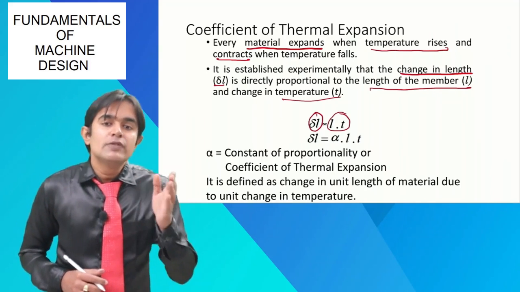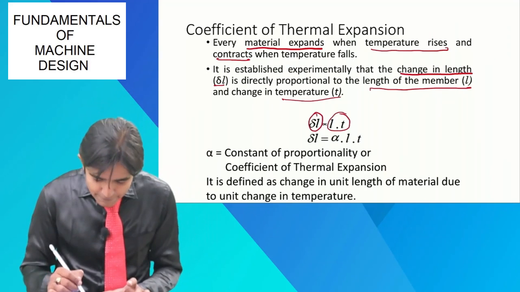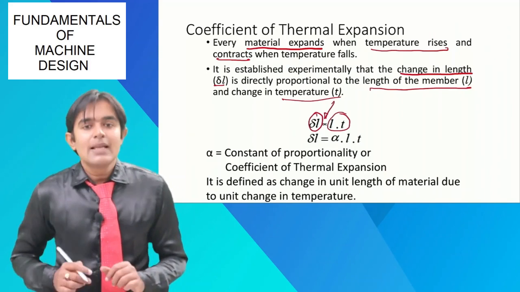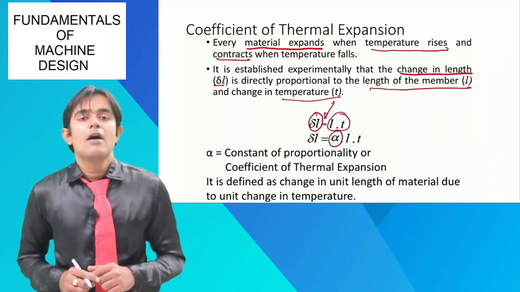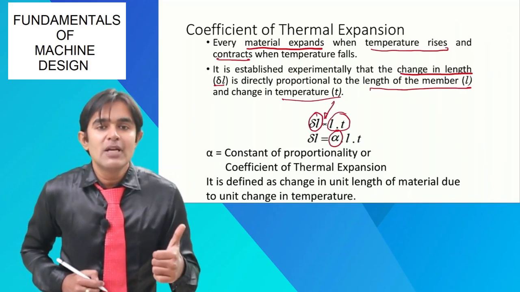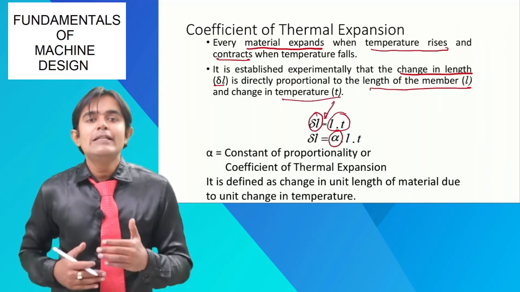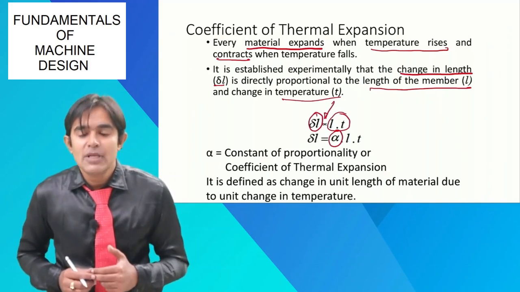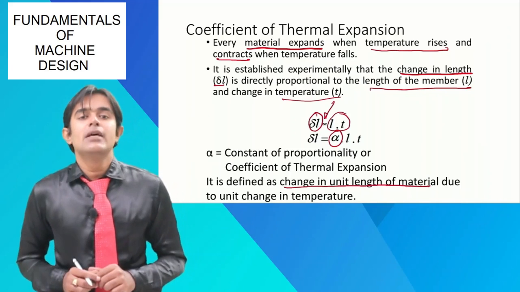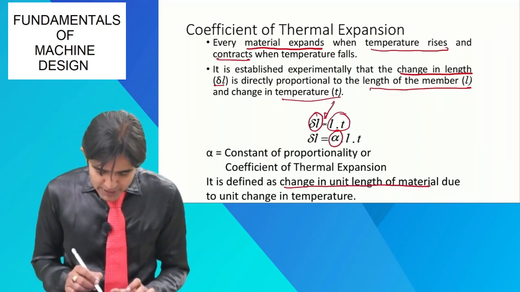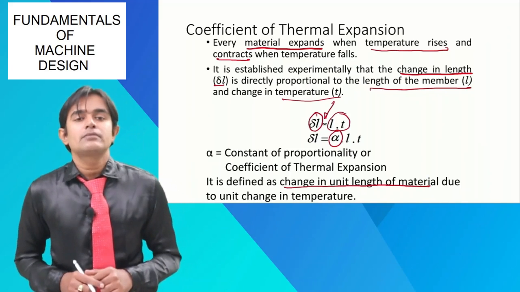If I want to remove the constant of proportionality, then I have to put a constant, and that constant is called alpha, which is nothing but the coefficient of thermal expansion. So now I need to define the coefficient of thermal expansion, which is the change in unit length of material due to unit change in temperature.